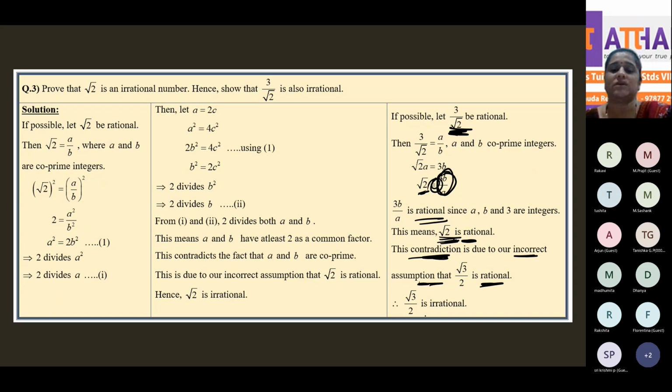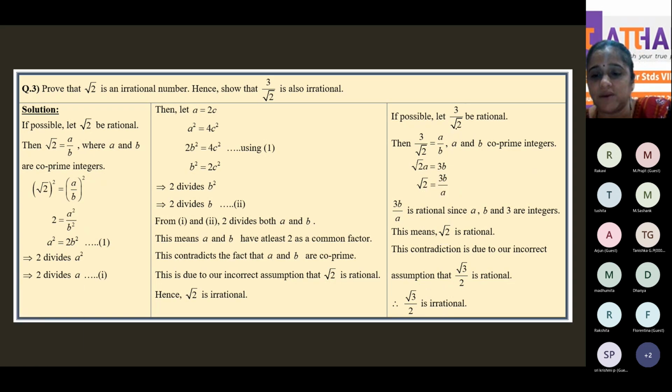So therefore, 3 by root 3, oh my God, I've messed up, no? This is 3 by root 2, children. I've messed up everything. That's what I was reading. This is 3 by root 2. Here, children, this one is 3 by root 2.